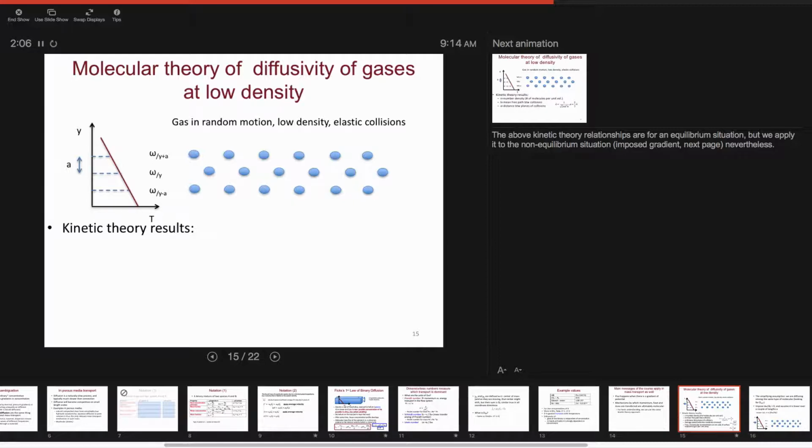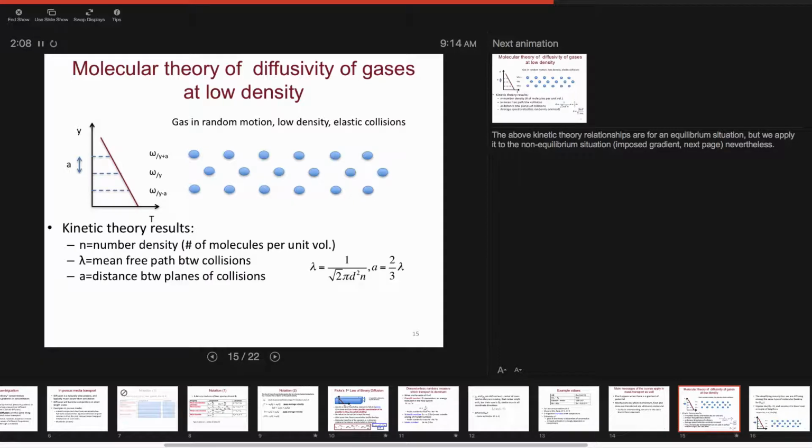So in terms of kinetic theory results, we know that we have averaged formulas for the mean free path between 2 collisions of these 2 balls. We also have an estimate of the planar distance between those 2 collisions. And also the average speed. So my molecules are moving around with randomly oriented velocities, and their actual speed is given by this formula and related to macroscopic temperature.